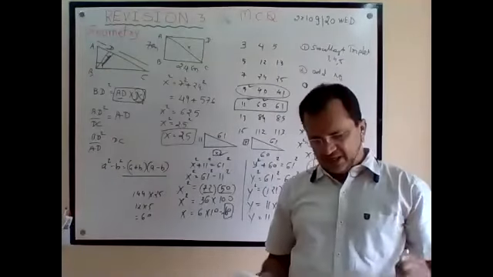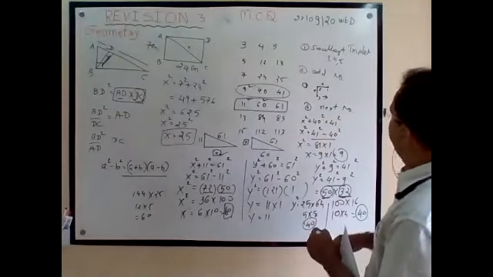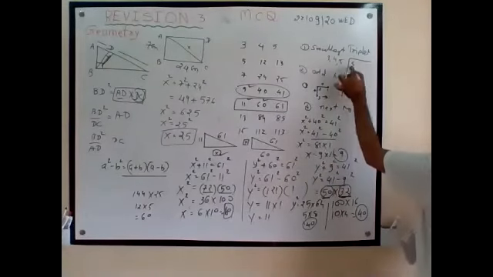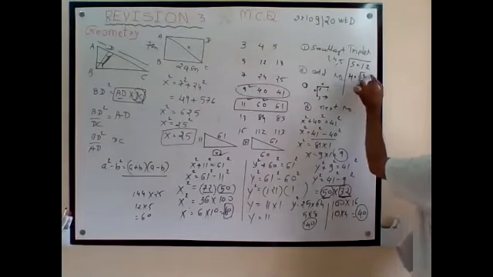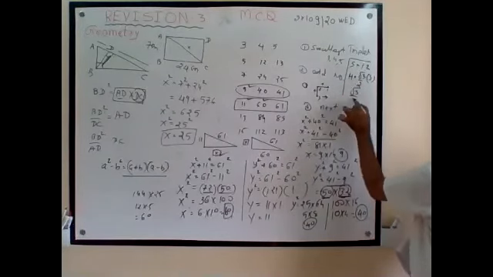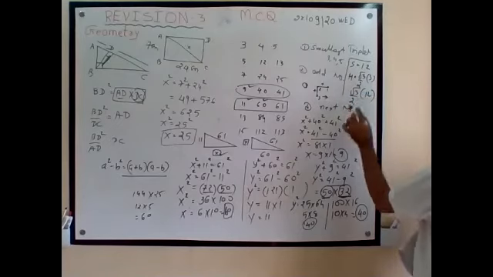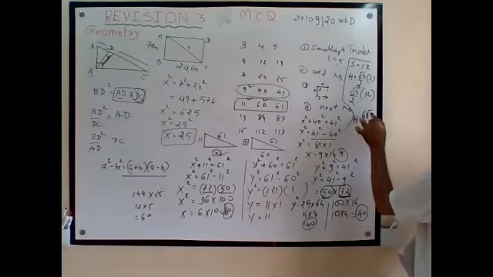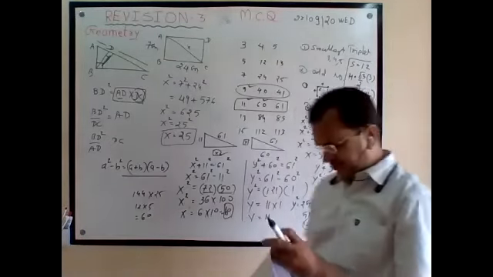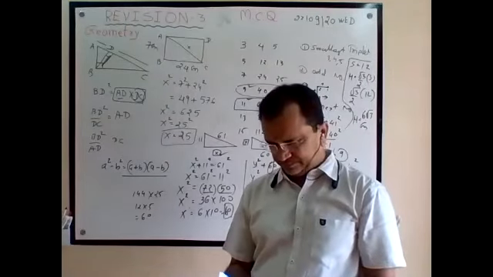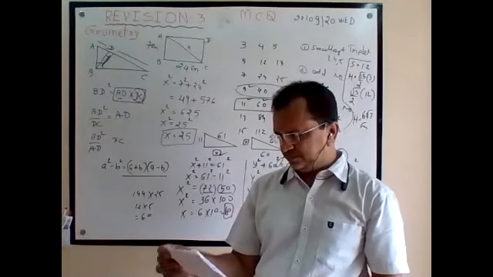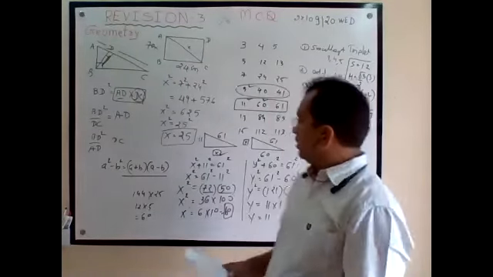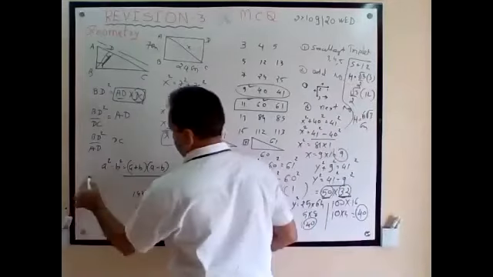Side of equilateral triangle is 12. Find the height, they have given. Side is equal to 12. Height of equilateral triangle is equal to root 3 by 2 times side. So root 3 by 2 of 12. Half cancels. So height is equal to 6 root 3 centimeter. Like that. Very good example given.